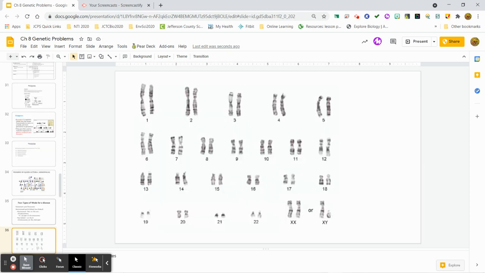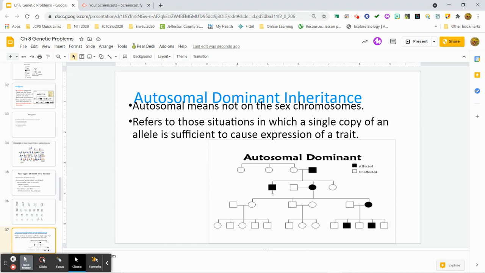And there it is again, right? So these are all autosomal, and this is the sex link. This is an XX, that's a female. This is an XY, that is a male. So I'm just going to show you these, and I think all you have to do is pick them out on the sheet. Autosomal means it's not on the sex chromosomes. Dominant refers to those situations in which a single copy of an allele is sufficient to cause expression of a trait. So a big B, it needs a capital letter.